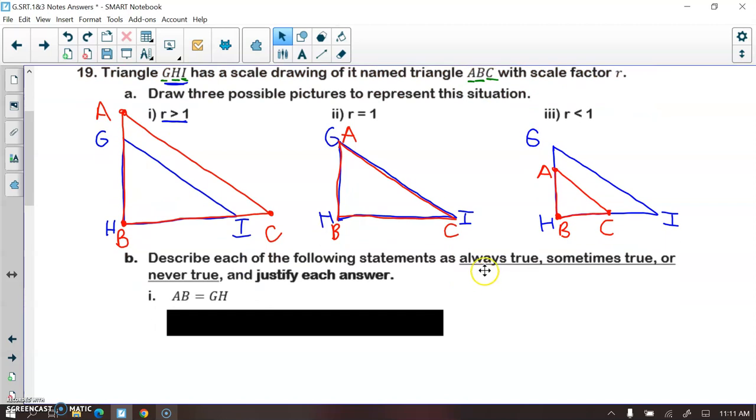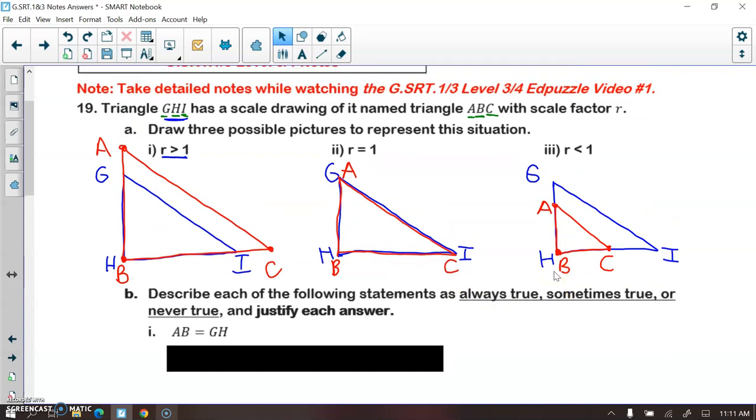All right, so now it says, describe each of the following statements as always true, sometimes true, or never true, and justify each answer. So for letter I, it states AB is equal to GH. Well, looking at these 3 situations, we did see that in one of these situations. We saw it here in this middle situation when our scale factor was 1. AB was equal to GH. In this situation, it does not work, and in this situation too, it does not work.